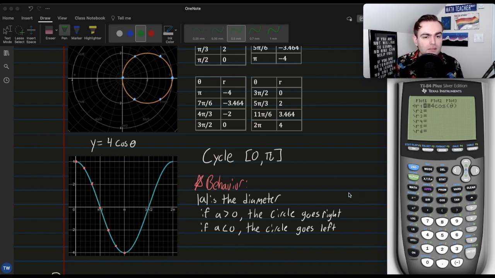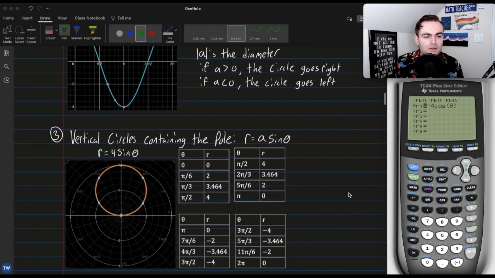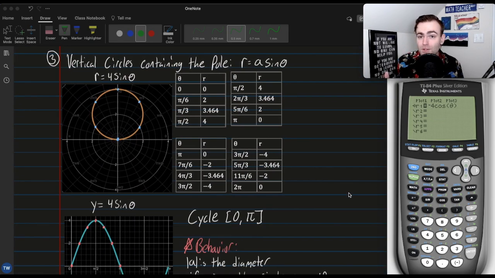All right. Vertical circles. What's different? It's sine. So instead of cosine, it is sine. And we should see a vertical circle. Same idea occurs. Vertical circles have a cycle of 0 to pi. The absolute value of a is its diameter. So we used 4. Its diameter is 4.